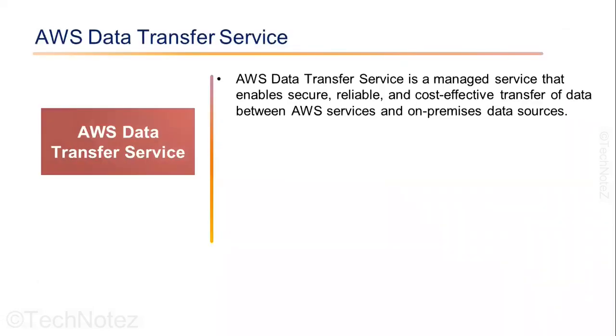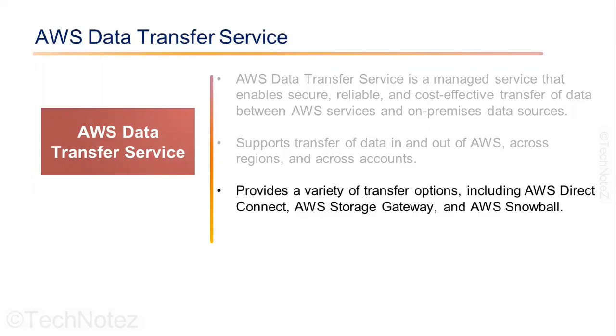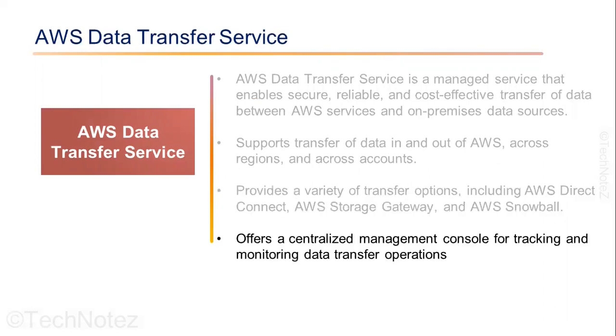AWS Data Transfer Service is a managed service that enables the secure, reliable, and cost-effective transfer of data between AWS services and on-prem data sources. It supports transfer of data in and out of AWS across regions and across accounts. It provides a variety of transfer options, including AWS Direct Connect, AWS Storage Gateway, and AWS Snowball. It offers a centralized management console for tracking and monitoring the data transfer operations.